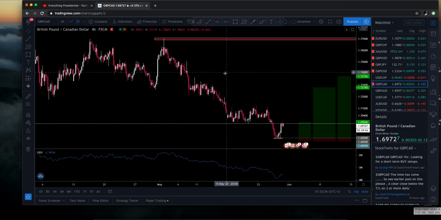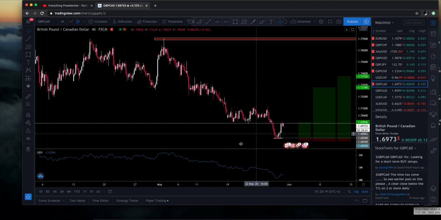Divergence, right? If I see divergence on the 4-hour time frame, boom, I'm taking the trade. I don't care if it's gold. I don't care if it's a GBP pair. I don't care what it is. Divergence alone is a really powerful tool, if you use it wisely.